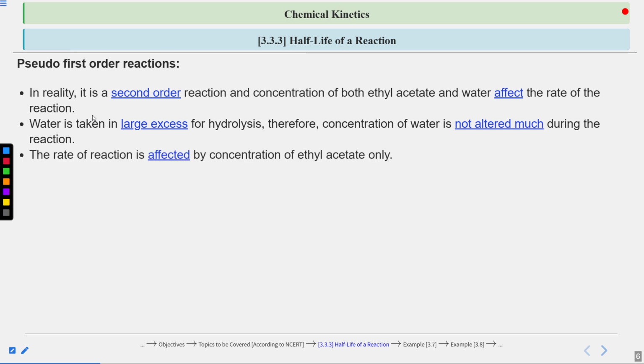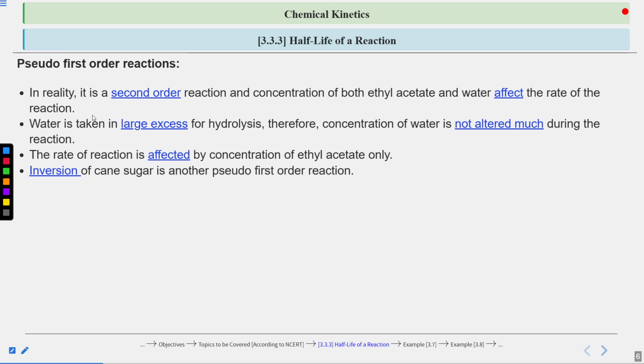The rate of reaction is affected by the concentration of ethyl acetate only, because there are only two compounds reacting with each other, water and ethyl acetate. So if water is in large excess, its concentration is not going to alter much during the reaction, but the rate of reaction is affected by the concentration of the remaining compound, which is the ethyl acetate only.